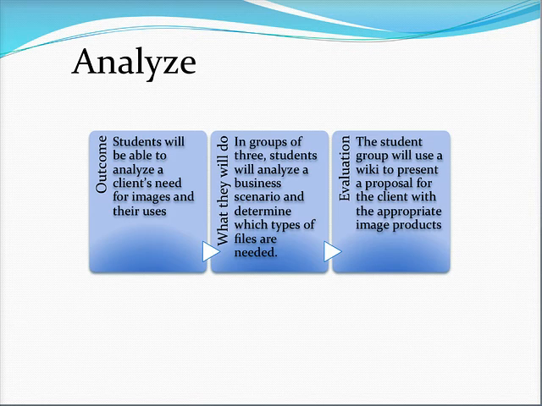As we move up the scale, we end up with outcomes for analyze as the piece that we want the students to do. And this is the outcome: students will be able to analyze a client's need for images and their uses. What they will do in order to be able to analyze that is, in groups of 3, students will analyze a business scenario and determine which types of files are needed. You present the business scenario to the students in a video or in a Word file or something like that. And then the student group will use the wiki to present a proposal for the client with the appropriate image products. And that would be how you would evaluate whether they have analyzed or not.